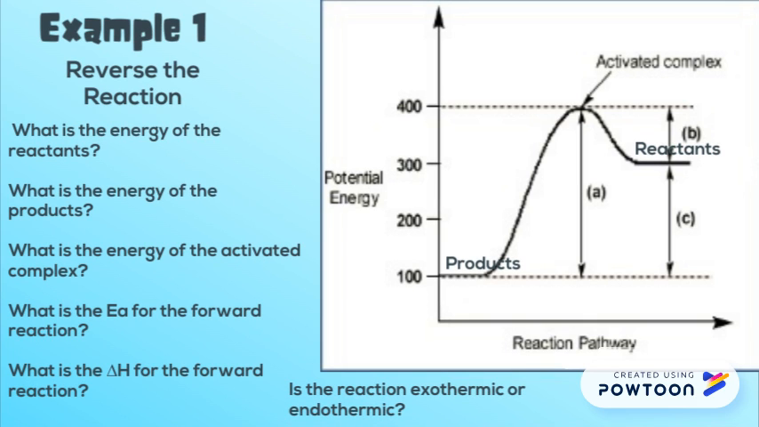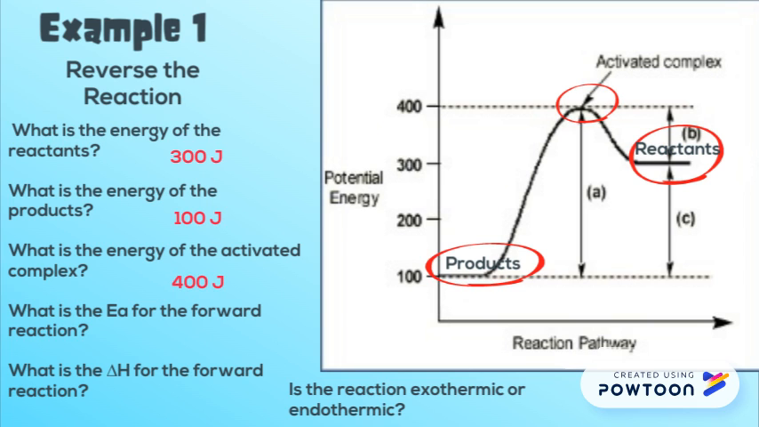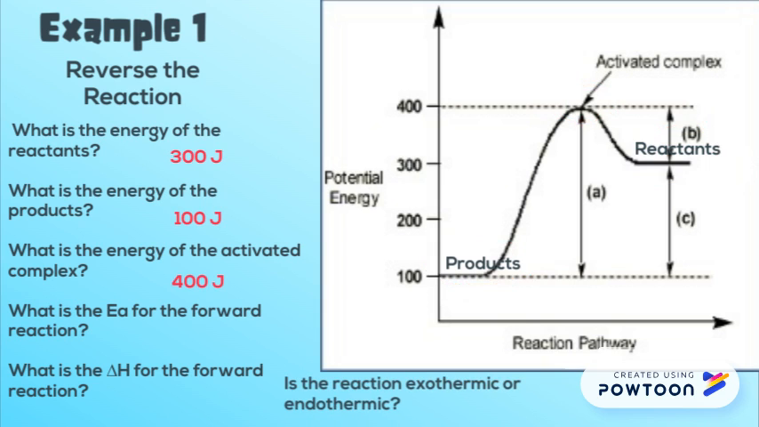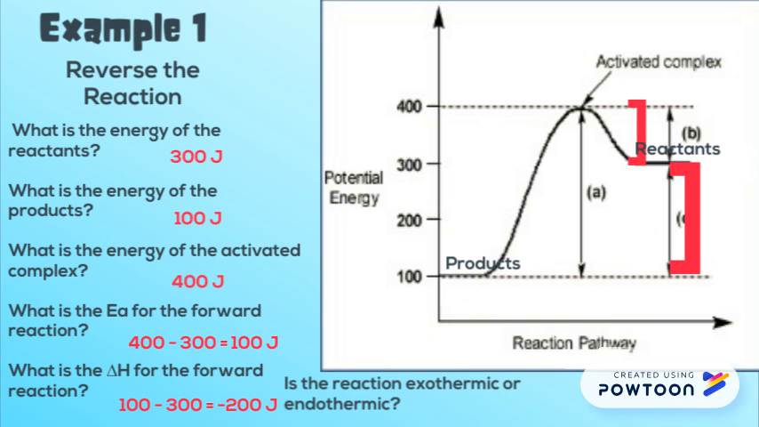Identifying the energy of our reactants, products, and activated complex. Our reactants are now on the far right with an energy of 300. Our products are on the far left now with an energy of 100, and our activated complex did not change. It still has an energy of 400. Calculate our activation energy and delta H using the same equations we have before. To get our activation energy, we take our activated complex of 400 minus our reactants at 300 to get 100 joules. Our delta H, we're taking our products minus our reactants. Our products are at 100, subtracting 300 to get negative 200.